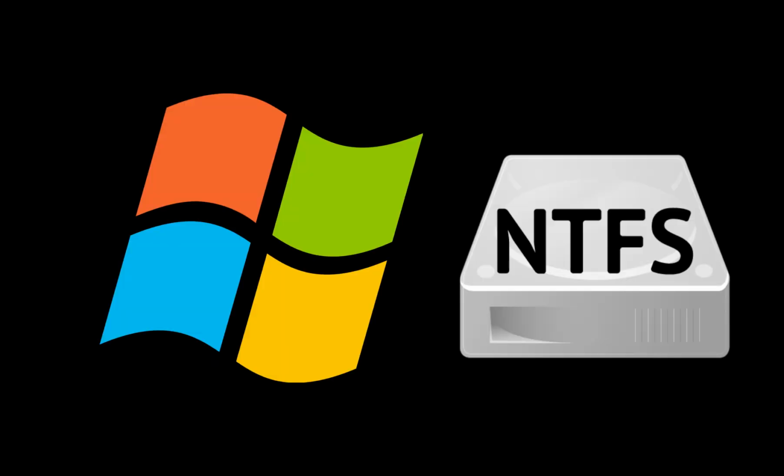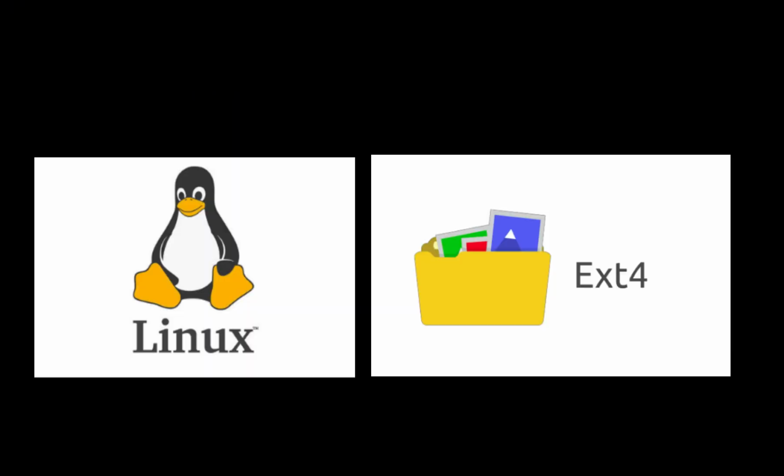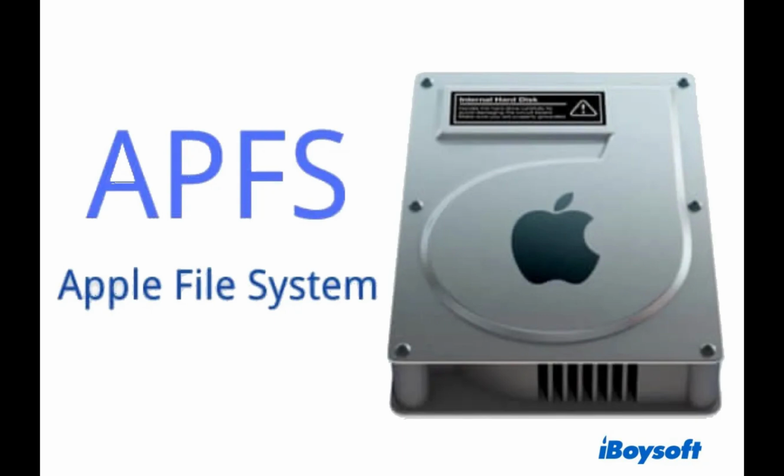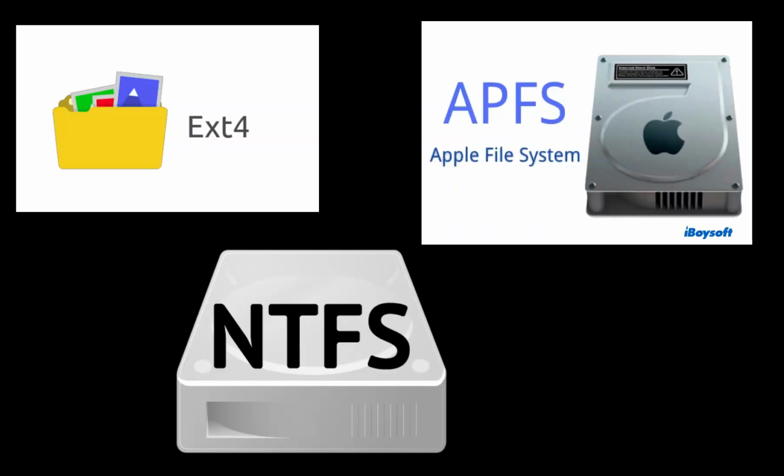Types of file systems. Windows commonly uses NTFS. Linux uses ext4. And Apple devices use APFS. Each file system has different features like journaling, speed improvements, or advanced security. And that's your quick, friendly guide to file systems.